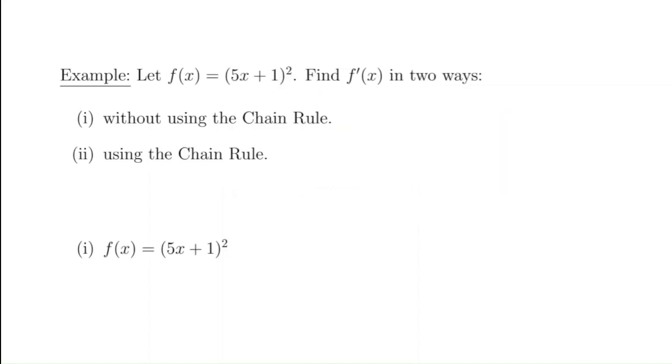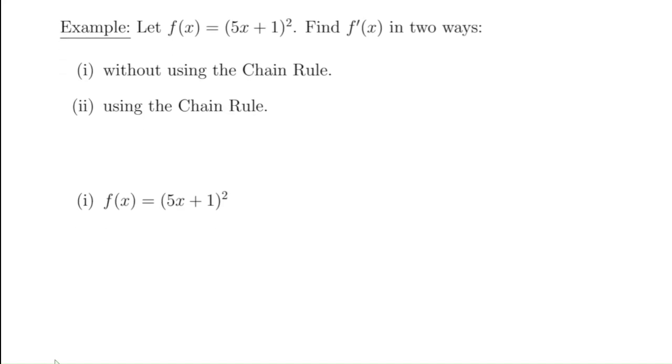Now, so far, I haven't given you any reason to believe that the chain rule is actually true. I just gave you the rule. So let's do a problem where we could do it using the chain rule and we could do it without using the chain rule, and let's see if we get the same answer. So suppose we have f of x is (5x plus 1) squared. How could we find f prime of x? Well, let's do it two different ways. First of all, without using the chain rule, and then second, using the chain rule. And let's check to see, do we get the same answer?